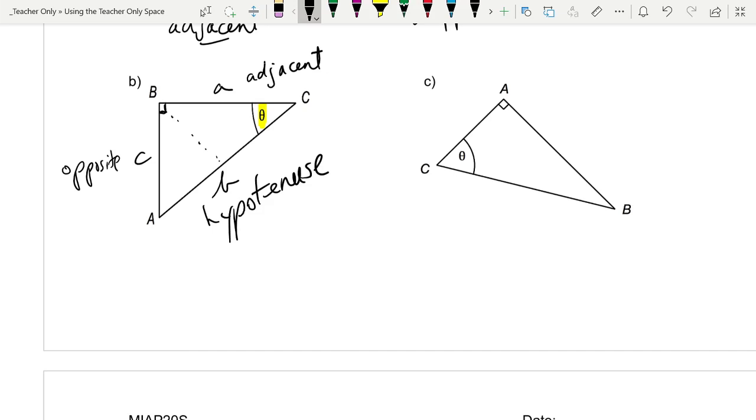All right, for the C one, side C is here, side A is here, side B is here. From this angle, C is an opposite. B is my adjacent. And side A in this case is the hypotenuse.